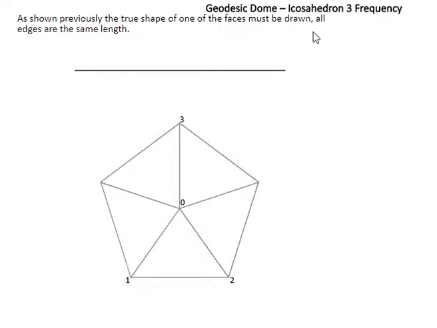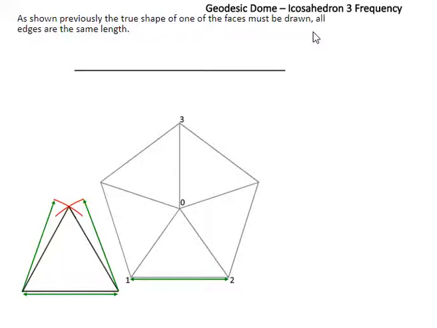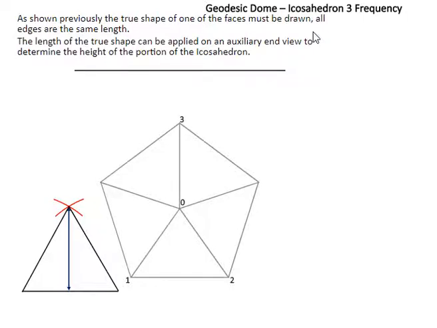So as shown previously, the true length of one of the faces must be drawn, so all edges are the same length. So as you can see, we're drawing a line across there from 1 to 2, and then across the other side. So then we've found our true shape there. So the true length of the shape can be applied on the auxiliary view to determine the height of the proportion of the icosahedron.